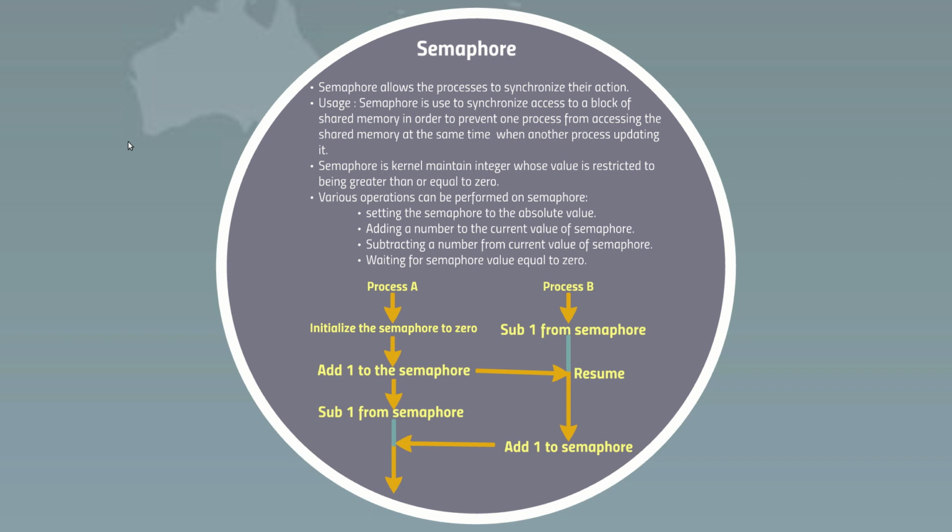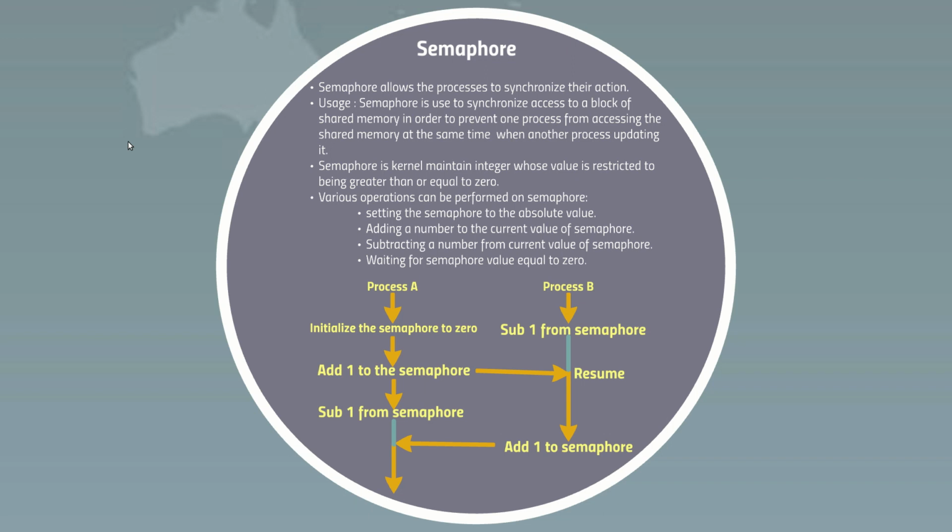The semaphore is nothing but a kernel-maintained integer whose value is restricted to being greater than or equal to 0. There are various operations on that semaphore, so we need to take care of what the value of the semaphore will be. As you can see here, there are two processes.